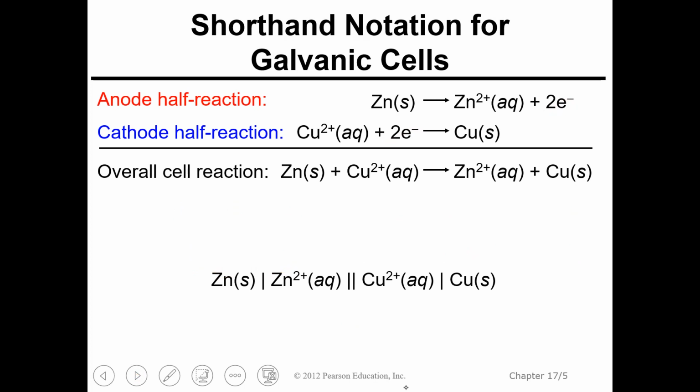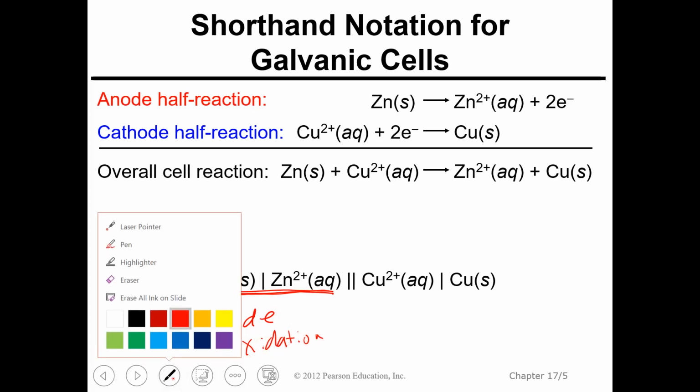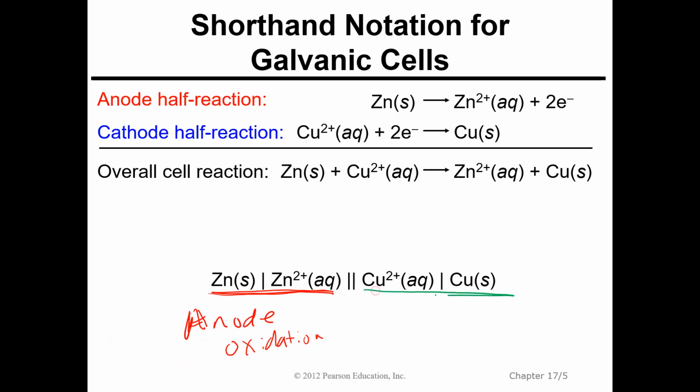So we can actually write those in a shorter notation. What we do is we write the shorthand notation here. So the first part of this is the anode, where our oxidation occurs. And the second part of this, on the right side of the double lines here, is our cathode, where reduction occurs.